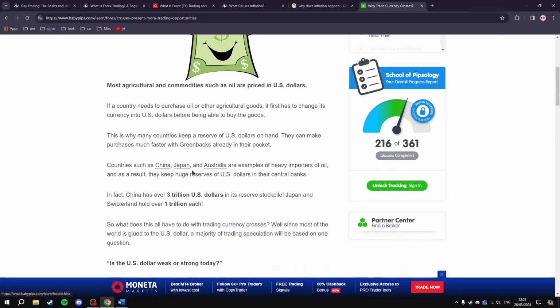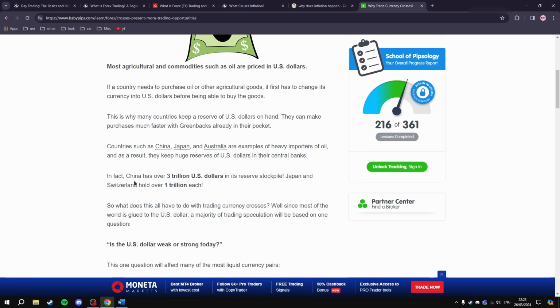Countries such as China, Japan, and Australia are examples of heavy importers of oil, and as a result they keep huge reserves of US dollars in their central banks. In fact, China has over 3 trillion US dollars in its reserve stockpile. Japan and Switzerland hold over 1 trillion each.